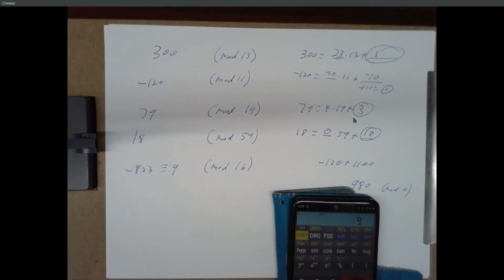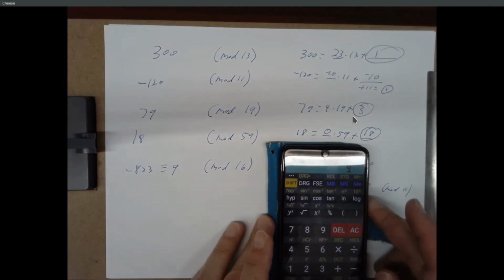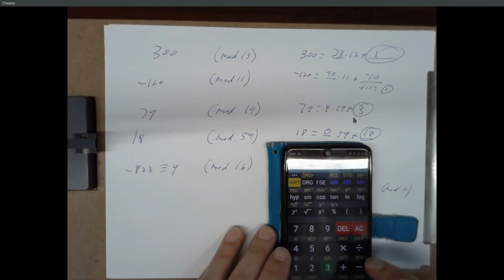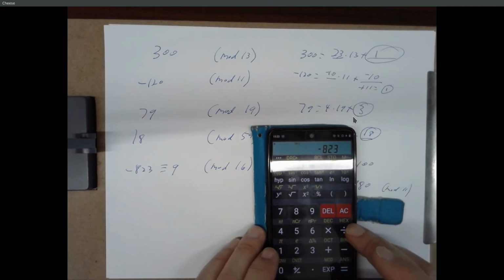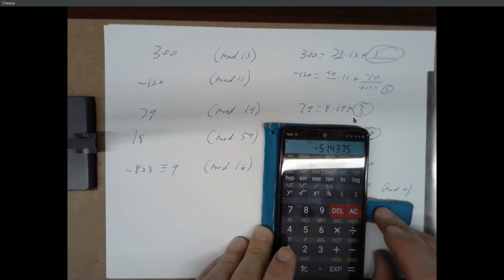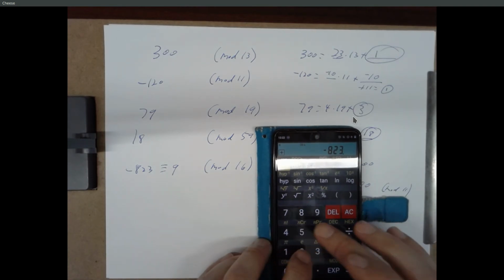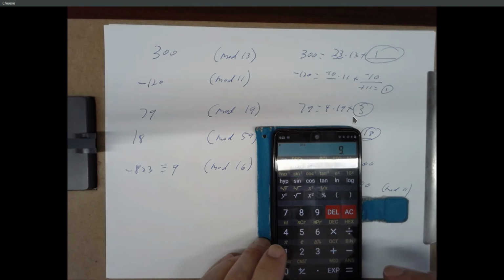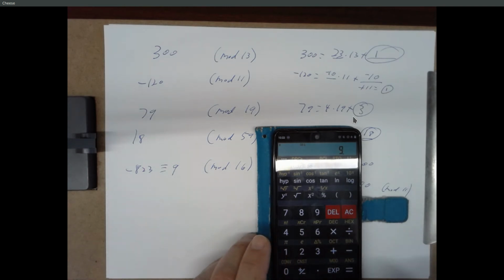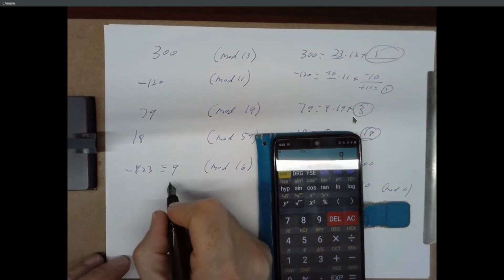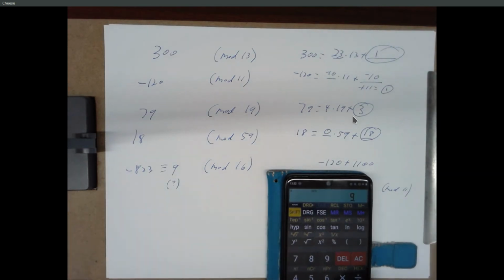Sorry? Did you get 7? Now I'm worried. Let's try it, the original. 823 divided by 16, so it's 51 with some extra left over. So let's do 823 plus 52 times 16. So it should have 9 left over. But 9 and 7 is 16. So there might be something. Try it again, and if you still get it, we'll take a look at it.